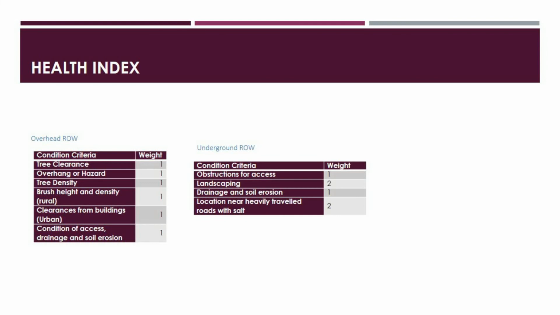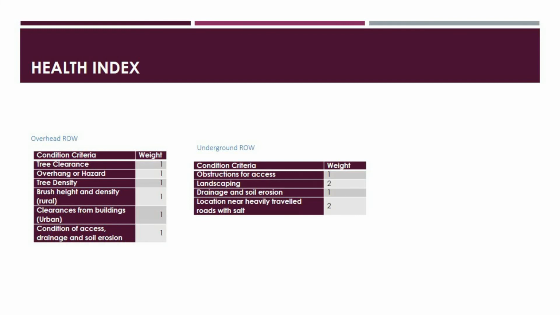So now let us look at the table to the right, which is the underground right-of-ways. In this case, we've got around 4 categories, which are obstructions for access, landscaping, drainage, and soil erosion, as well as location near heavily traveled roads with salt. So basically, we will look at landscaping and location, where we give more weight. And the main reason for these is more or less because of the cost of excavation.